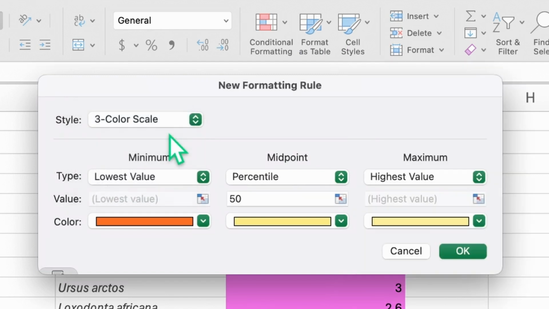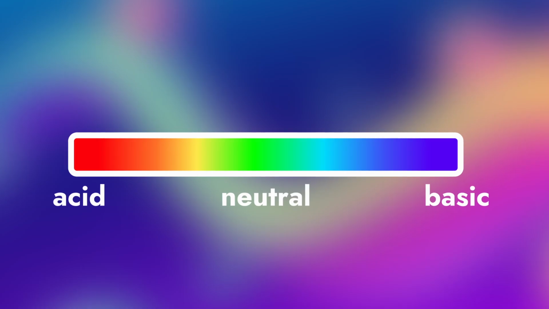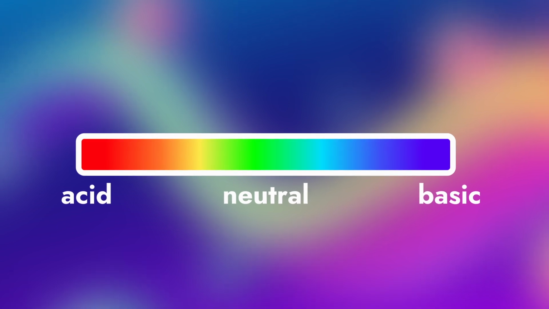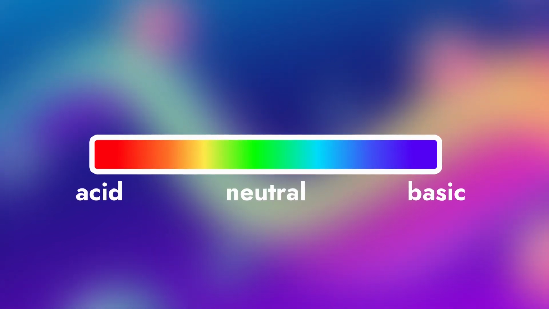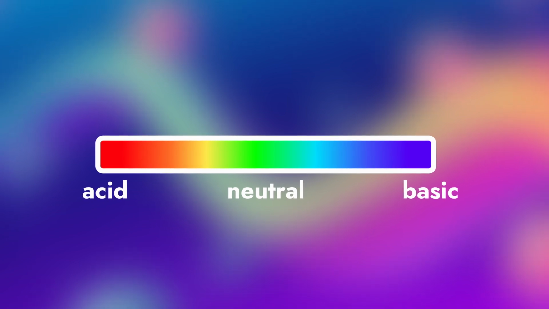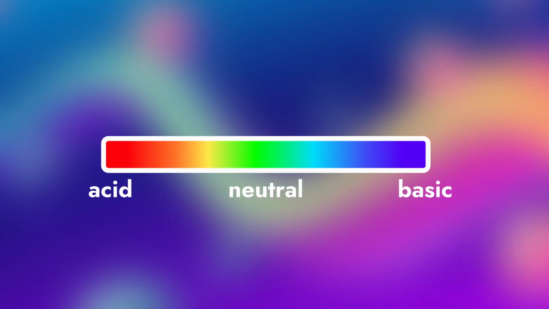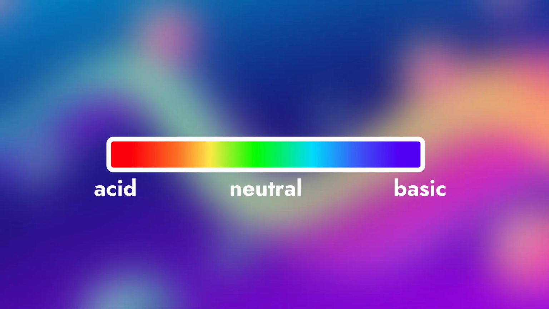There's also another type of color scale, the 3-color scale, which, unlike the 2-color one, is more suitable for distributions where we are interested in intermediate values, such as the pH scale, for instance, where one color shows the acids, the second one the bases, and the third one neutral pH levels.